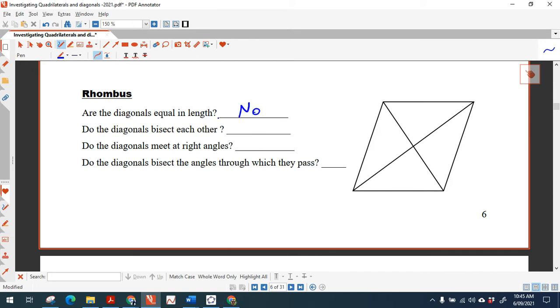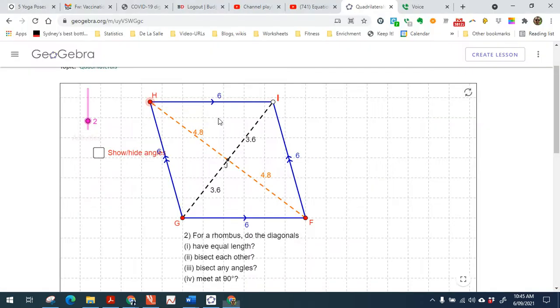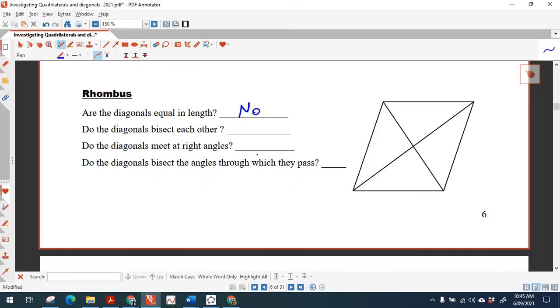All right. Do the diagonals bisect each other? Well, let's have a look at this. It looks like they do, because you've got the 4.8 and the 4.8. So that means from F to J at the center is 4.8, and from J to H is 4.8. So the black diagonal cuts the orange diagonal in half. And have a look at the black diagonal. You've got 3.6 and 3.6. So from G to J, it's 3.6 units, and from I to J, it's 3.6 units. So yes, the orange diagonal bisects the black diagonal, and the black diagonal bisects the orange diagonal. So let's put a yes for that.